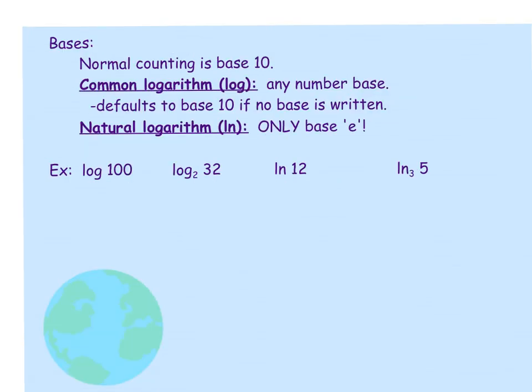You'll notice up above, all we did was convert forms. Now I'm going to show you what kind of values we could actually plug into our calculator and what kind of values we'll have to determine maybe using our power chart. There are 2 different types of logarithms, depending on if you have a base that's a number or a base that's e. So normal counting is base 10. Therefore, a common logarithm either defaults to base 10 or uses any other number as a base. And so we've seen both of those so far.